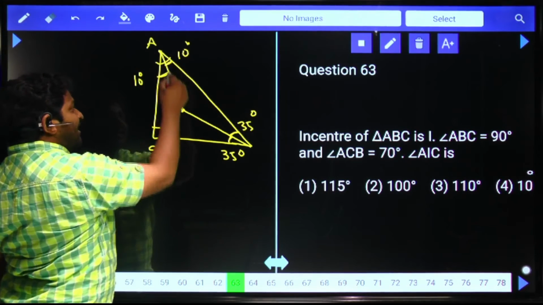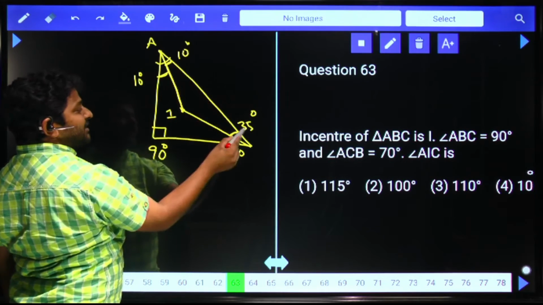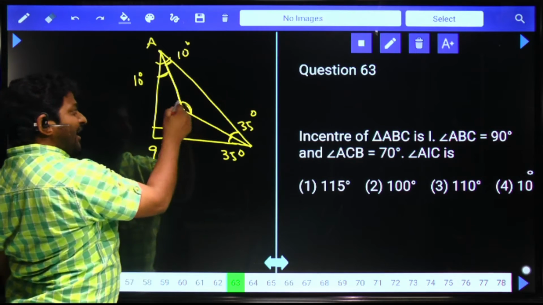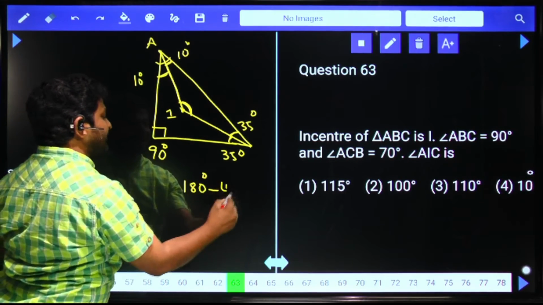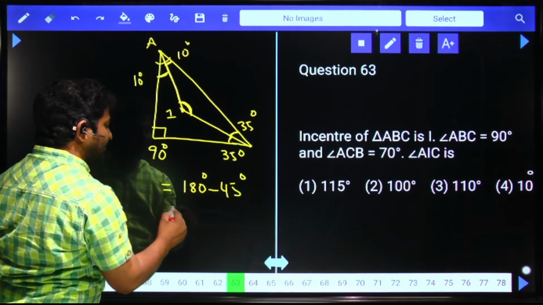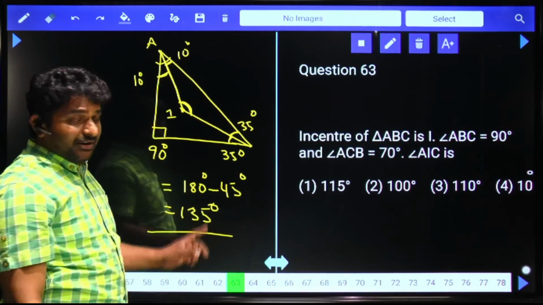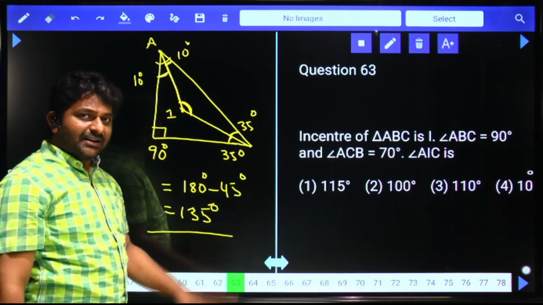So for triangle AIC, we already know two angles, 35 and 10 degrees, which is equal to 45. Then the angle at I is equal to 180 degrees minus 45 degrees, that is equal to 135 degrees. 135 is the right answer. We have solved it in two ways. 135 is not there in the options, but 135 is the right answer.